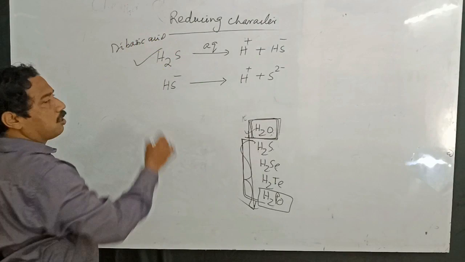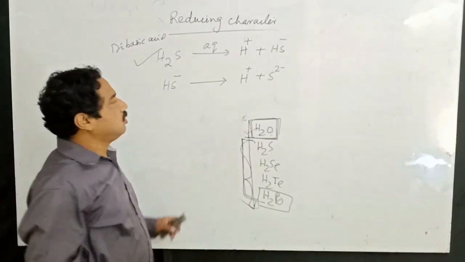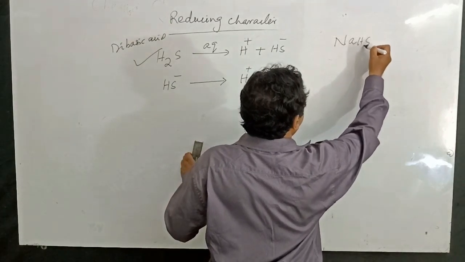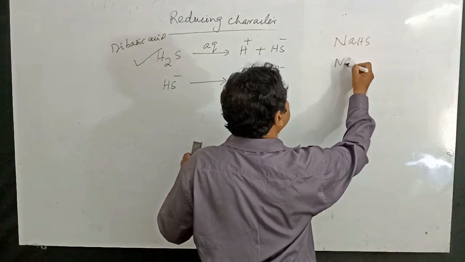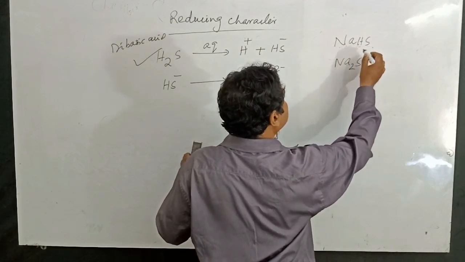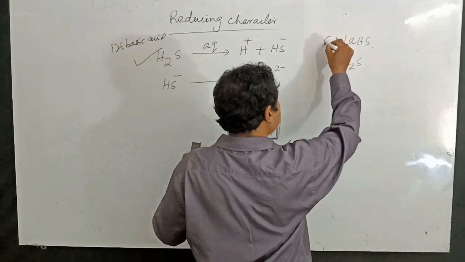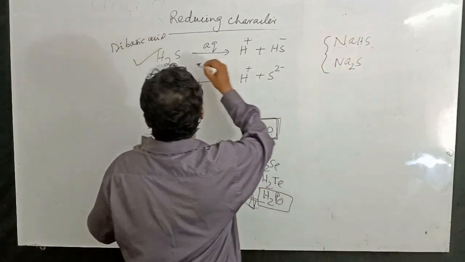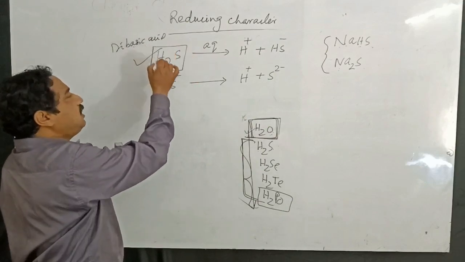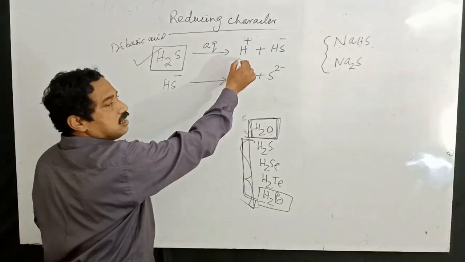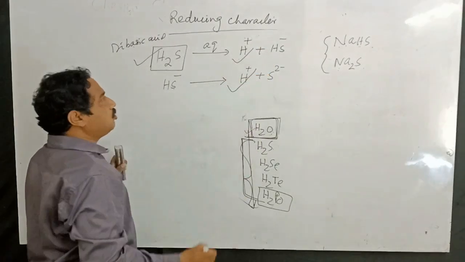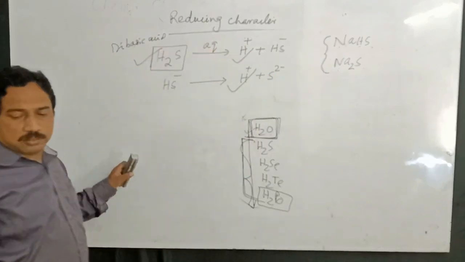That means it can form two types of salts, for example NaHS and Na2S, sodium hydrogen sulfide or bisulfide and sodium sulfide. So it can form two types of salt. Therefore H2S is a dibasic acid or its basicity is 2. That means it supplies two replaceable hydrogens or two acidic hydrogens in aqueous solution.